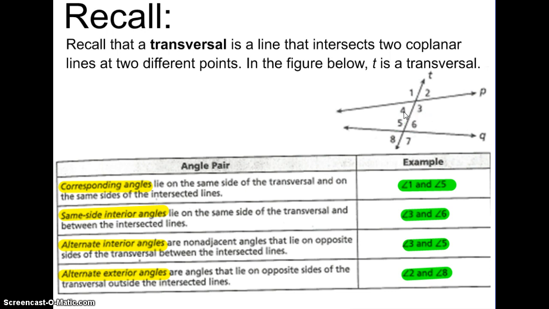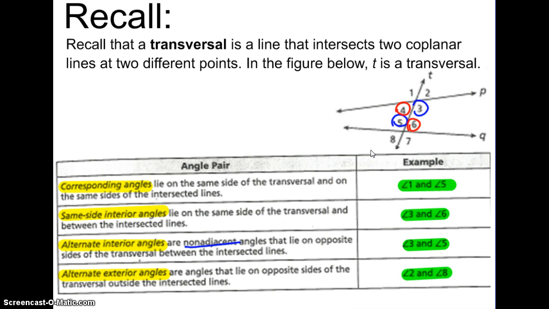Now alternate, remember, alternate is like every other. So when we're alternating, it means non-adjacent angles, meaning the angles can't lie next to each other. And interior means in between the two. So, for example, angle 3 and angle 5 are alternate interior angles, while angle 4 and angle 6 are another pair of alternate interior angles.